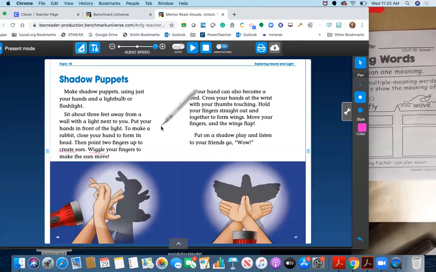So let's look at the sentence. Paragraph 2, right here. To make a rabbit, close your hand to form its head.